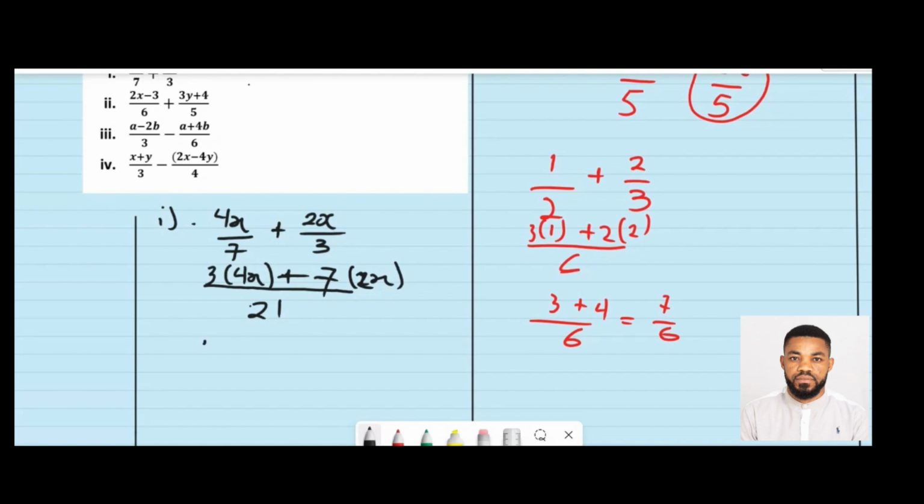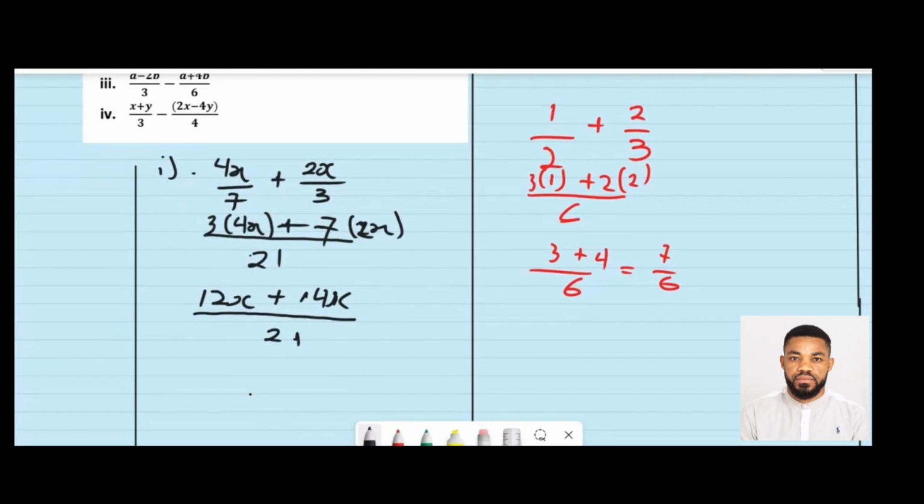So we are going to get 12x. That is 3 times 4x will give us 12x, plus 7 times 2x is going to give us 14x, all divided by 21. Finally, 12x and 14x are like terms, so we can add them, and 12 plus 14 is going to give us 26. So we have 26x over 21, and that's the final answer. So you see, it's not difficult. You just have to find the denominator, the LCM, and then you simplify.